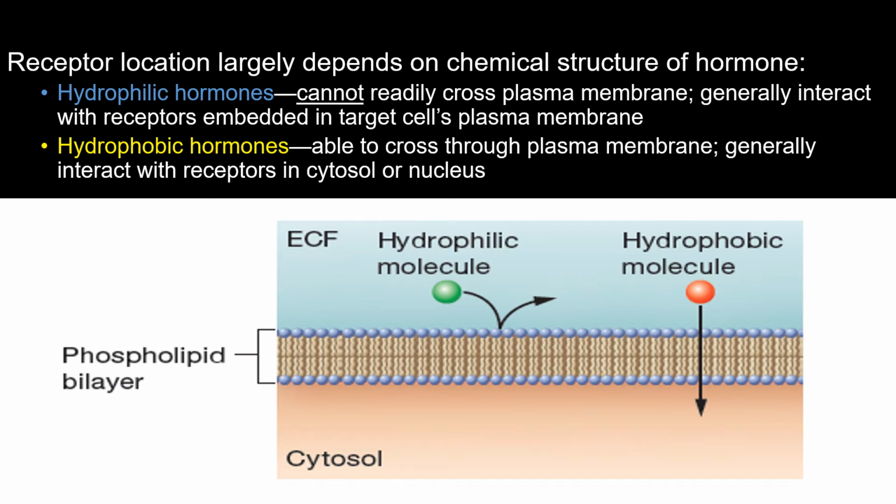The location of that receptor is generally dependent on whether the hormone is hydrophilic or hydrophobic. Since hydrophilic hormones cannot readily cross the phospholipid bilayer of the plasma membrane, that's where those hydrophilic hormone receptors are generally located. By contrast, hydrophobic hormones can easily cross those membranes because of the interaction between that hormone and the membrane's fatty acid tails. It's able to just pass right on through, as shown in this photo.